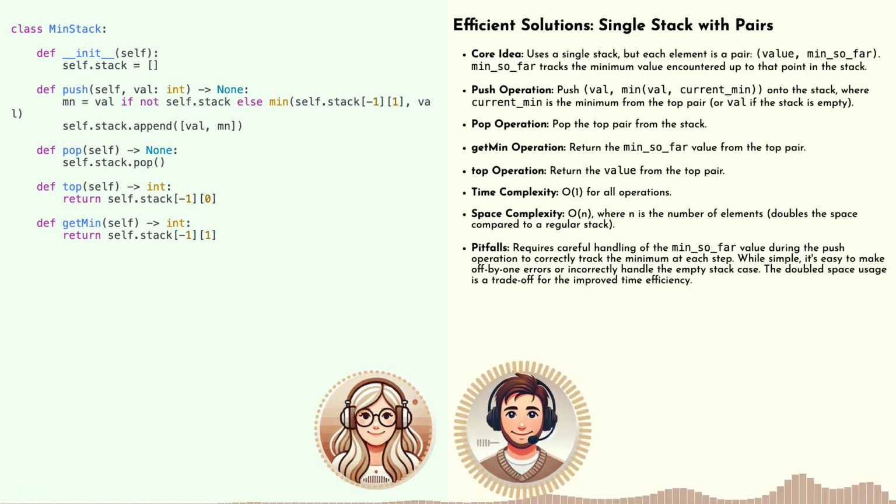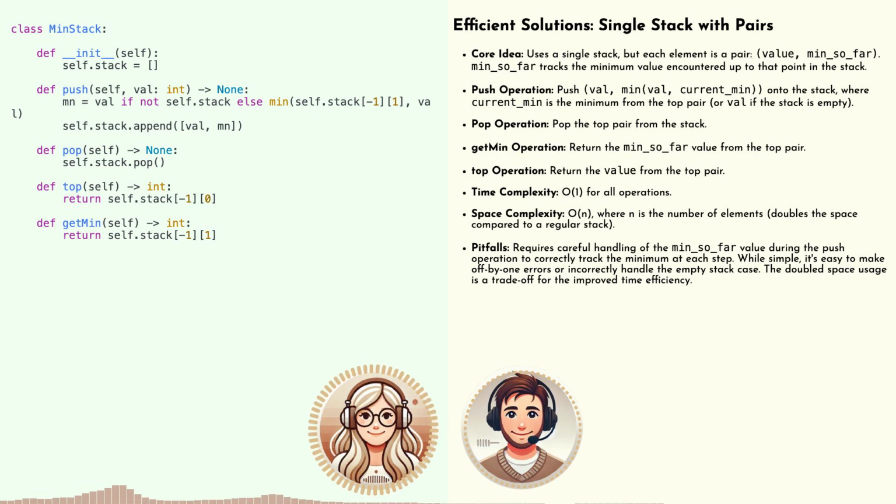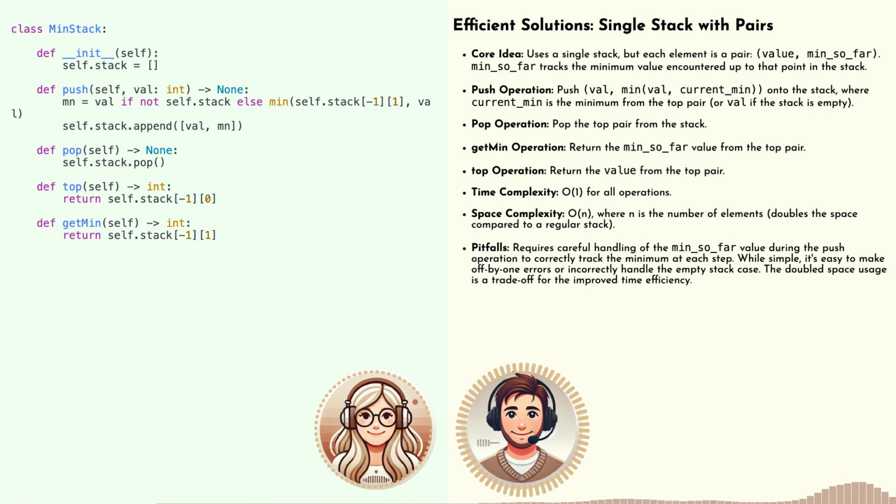Yeah, exactly. That little note, or that second value in the pair, is what lets us perform the get-min operation in constant time. I see. Okay, walk me through an example. Let's say we start with an empty stack and we push the number 5. What happens? So we push the pair (5, 5) onto the stack. The element is 5, and since it's the first element, the minimum so far is also 5.